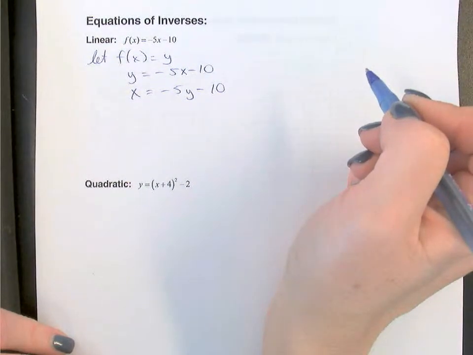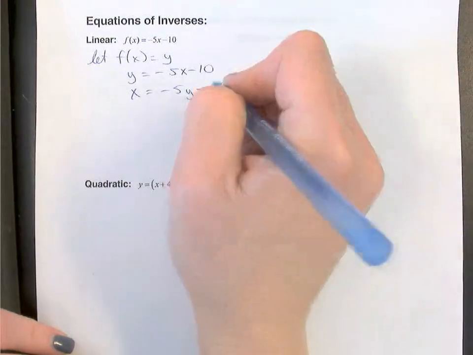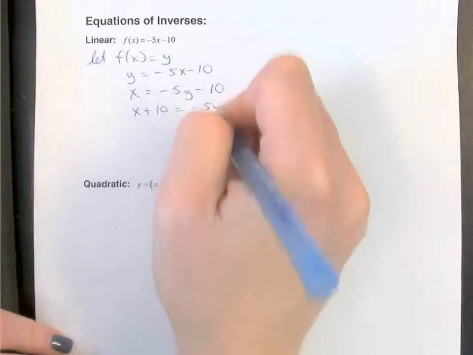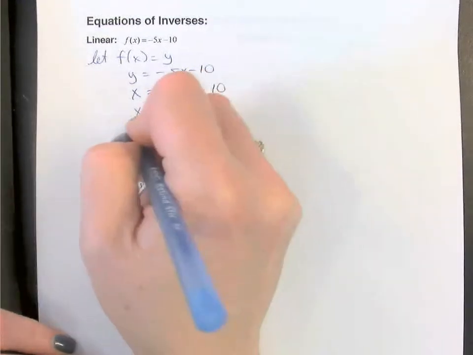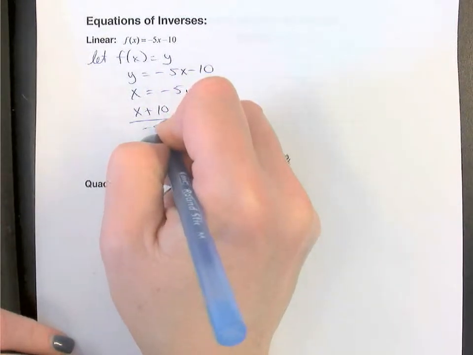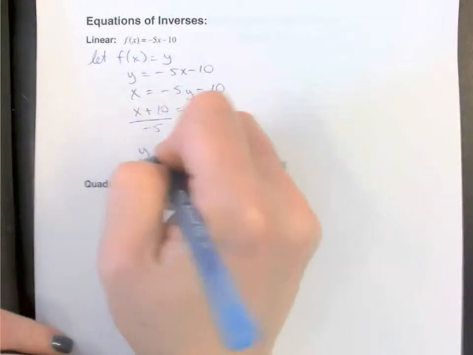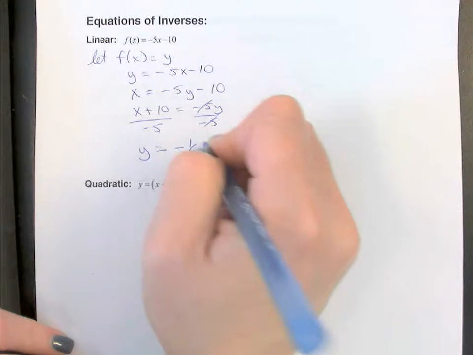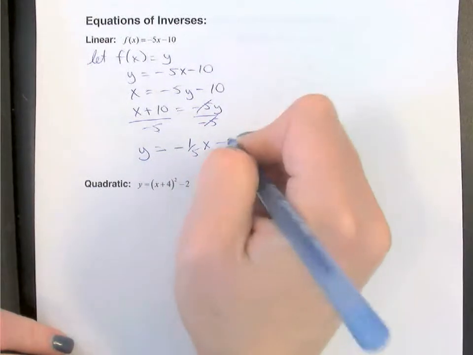Now I want to isolate the y value, so I want to get y by itself. So I'm going to move the 10 to the other side. And now to get y by itself, I need to divide both sides by negative 5. Okay, so that'll cancel that off. So I'm going to put the y equals over here. So 1 divided by negative 5, we get negative 1/5 x. 10 divided by negative 5, we're going to get minus 2.